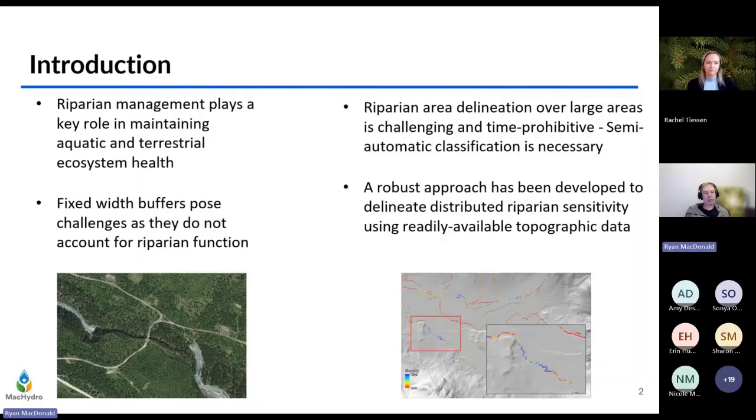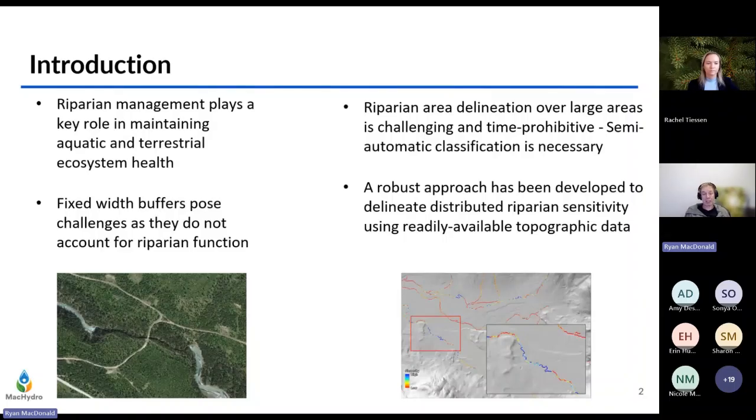And without diving into too much detail around some of those challenges, really a motivation is to use information that we have available to us and our understanding of the processes that are relevant for riparian areas to really improve our management and improve the way that we're looking at these unique features on the landscape.